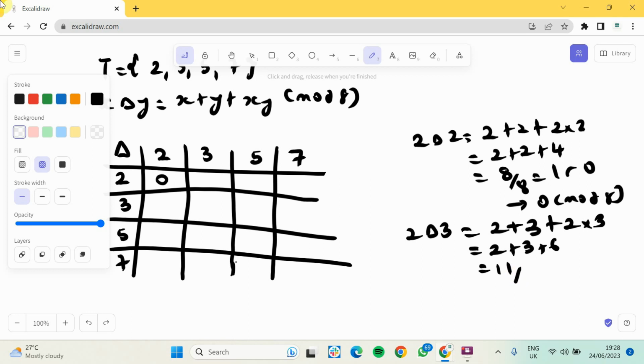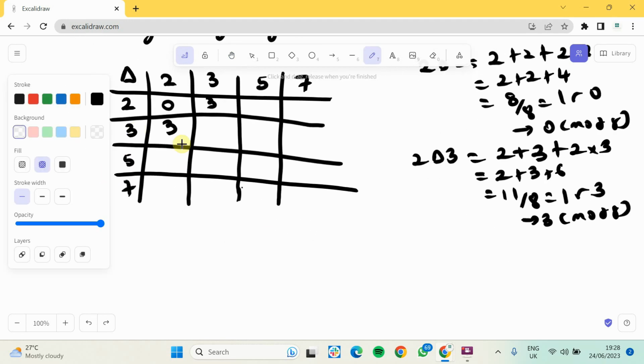So if I divide 11 by 8, I'll have what? 1 with the remainder of 3, right? So my answer is actually the remainder mod 8, right? So this is putting 3, right? And because 2 by 3 is the same thing as 3 by 2, right? So where I have 3 by 2, I will also put what? I also put 3, right?